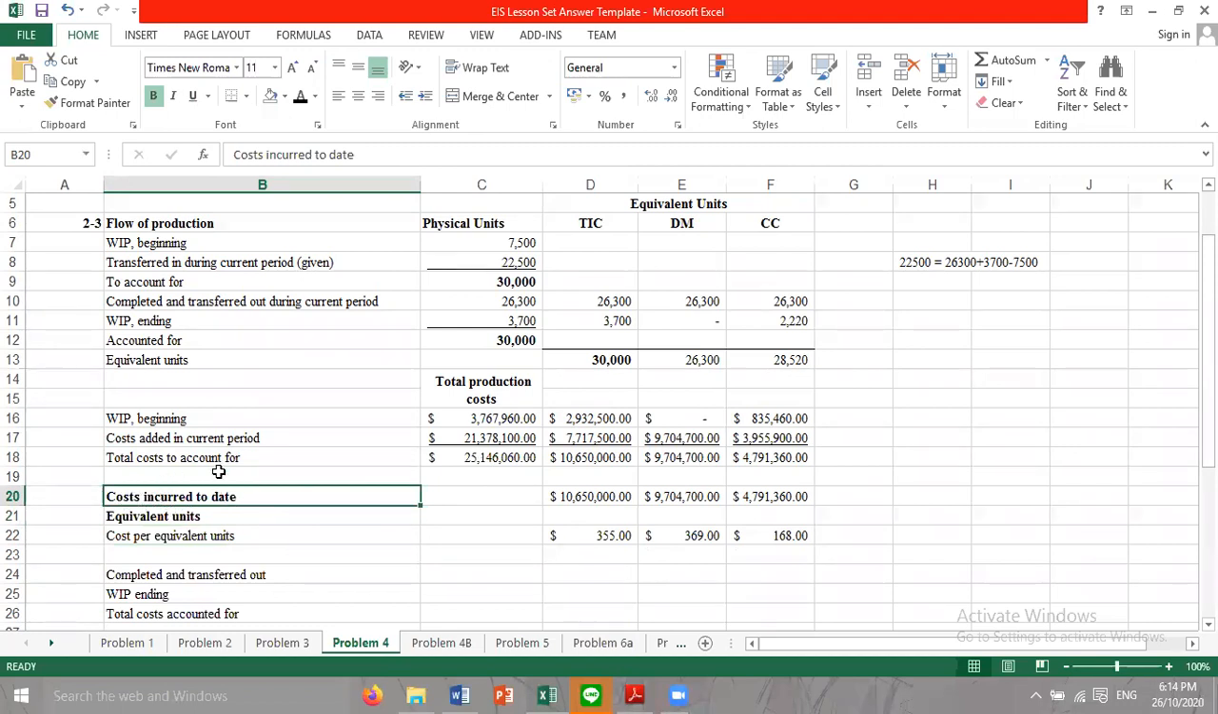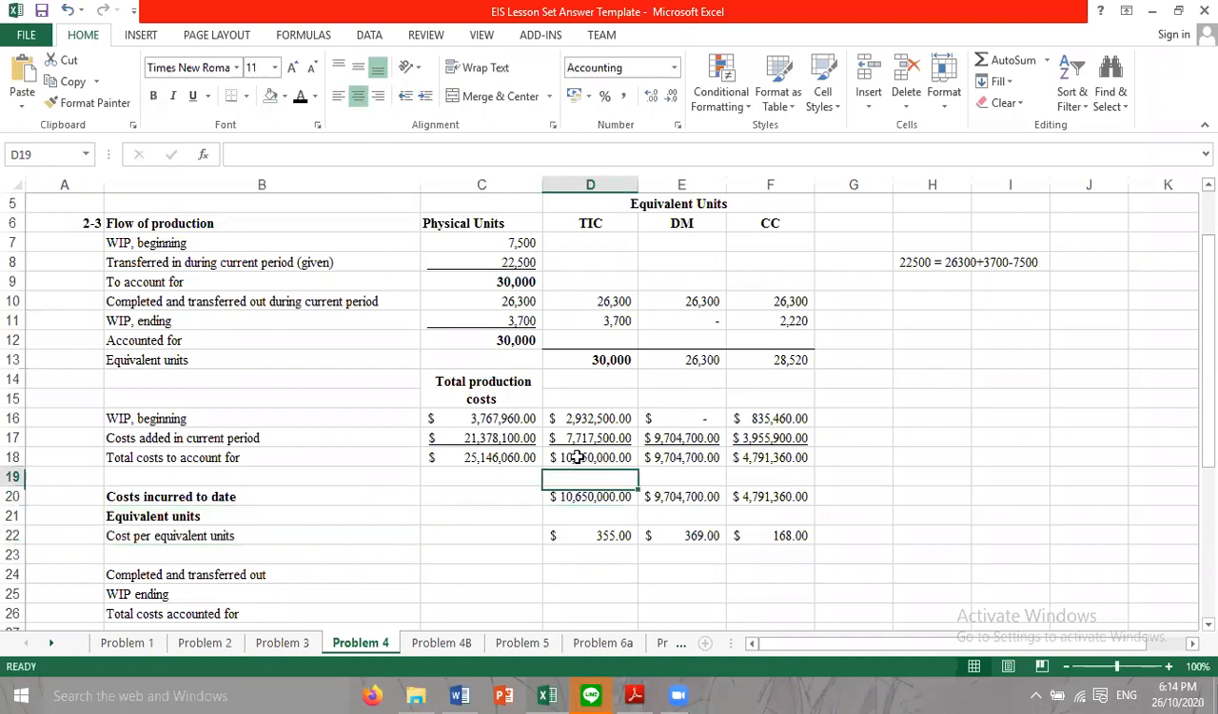But essentially, the distinct feature of weighted average is that we add all the costs from the work in process beginning and transferred in during the period and divide them with equivalent units. So this is cost incurred to date. We'll see that it's 10,650,000. It's practically equal to the total cost to account for. It's also 9,700,000. There's 4,791,000.